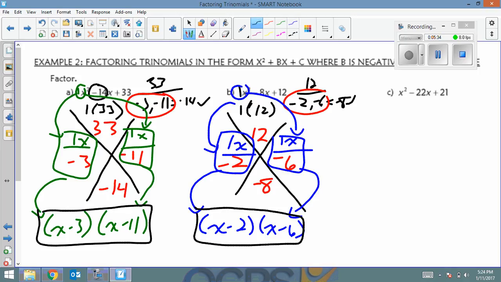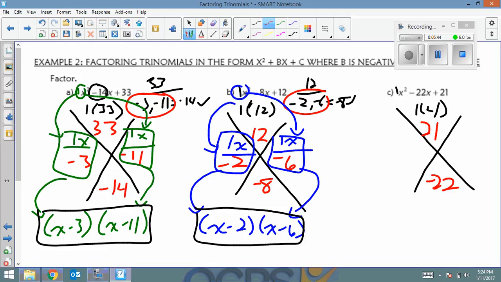Okay, let's try the last one. Okay, again, it's always the first number, which is 1 times 21. Excuse me, 21. -22 in the thing. So we need two numbers that multiply to get 21, but add to get -22. So let's try -1 and -21. And that does work. So these two numbers are going to be on the side.